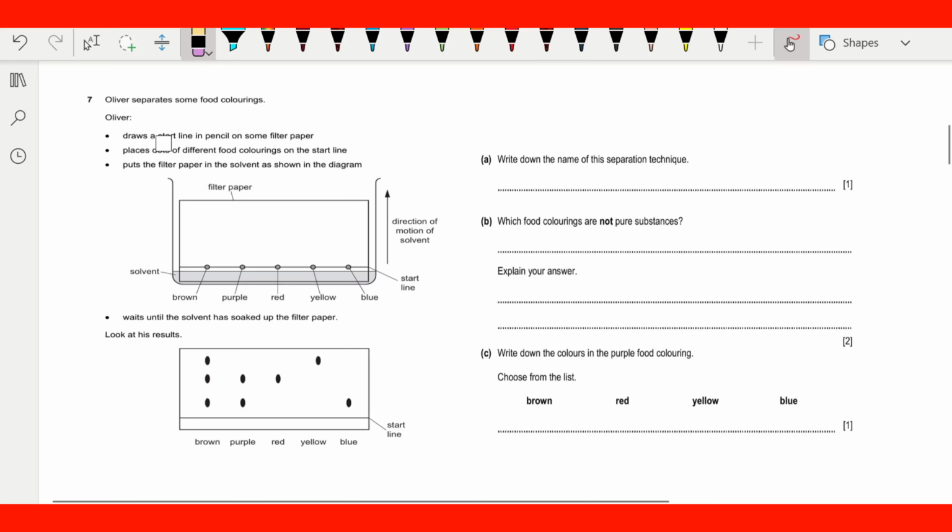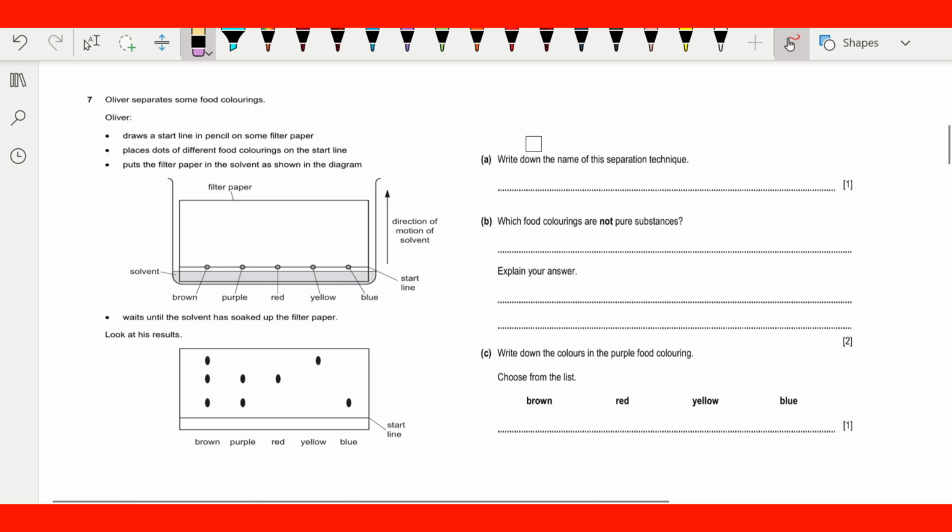Let's move on. Alright, question 7. Oliver separates some food colorings. Oliver draws a start line in pencil on some filter paper here. Place dots of different food colorings on the start line here and puts the filter paper in the solvent as shown in the diagram. And then here is the direction of the solvent. This is the starting line. Wait until the solvent has soaked up the filter paper. Look at this, his result. It's a different color: brown, purple, red, yellow, blue.